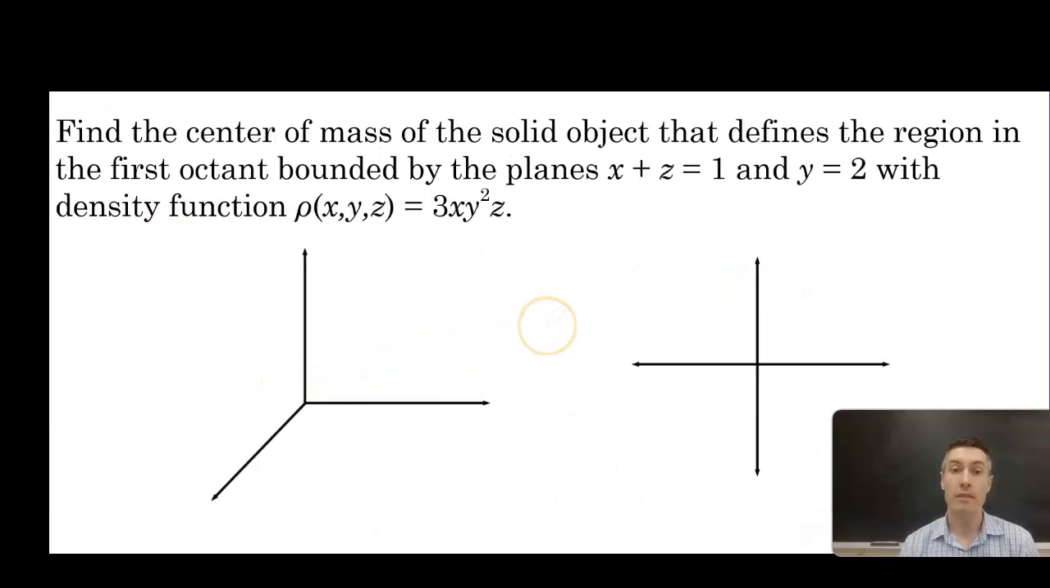So find the center of mass of the solid object that defines the region in the first octant bounded by the planes x plus z equals 1 and y equals 2 with density function rho of x, y, z equaling 3x y squared z.